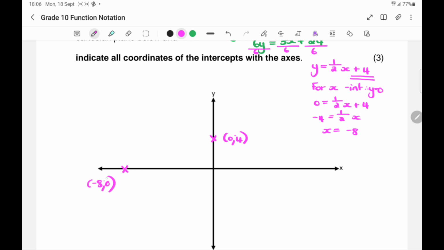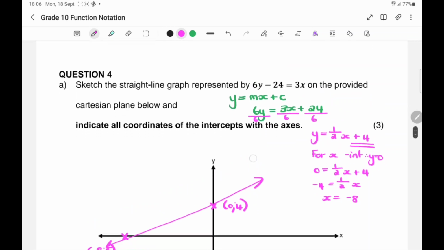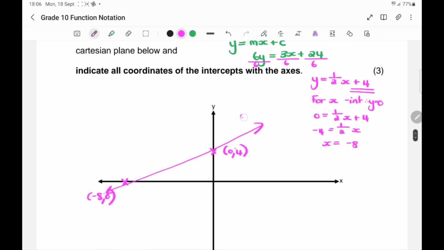And then just please use a ruler. I don't have a ruler now. So there's your straight line, and they didn't call it anything, so I'm just going to write y is equal to a half x plus 4 over there. Full marks. So for this one it was 3 marks.